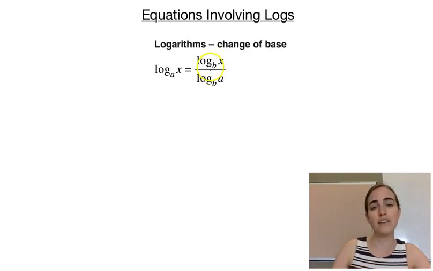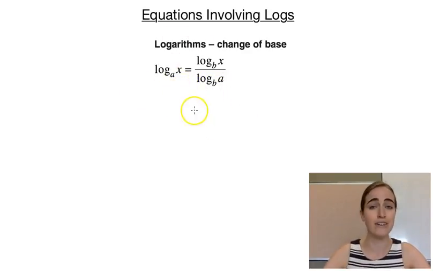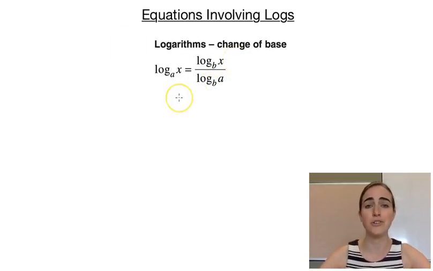So this formula is on your reference sheet, so you'll get it in every exam. If we've got log to the base a of x, we can rearrange that to log to the base b of x over log to the base b of a. So that b can be anything. We could change it to log of any other base, but usually to help us out, we're going to change it to base 10. Before we start applying this to examples, I want to show you why it works.